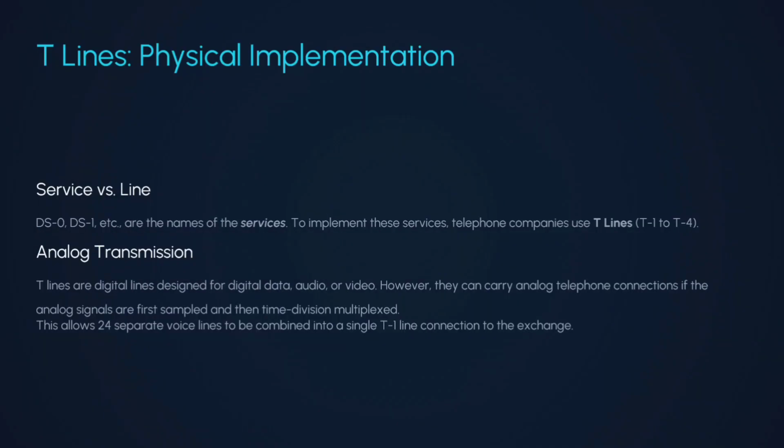Now an important distinction must be made. DS0, DS1, DS2 are services, while T1, T2, T3 and T4 are the physical transmission lines. So DS decides the data rate while T line defines how the data is physically carried.